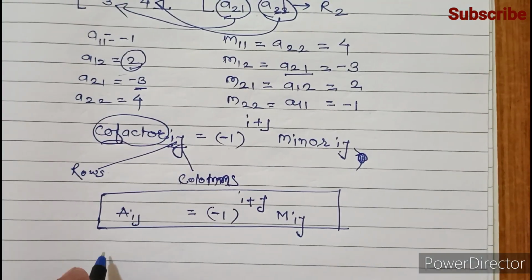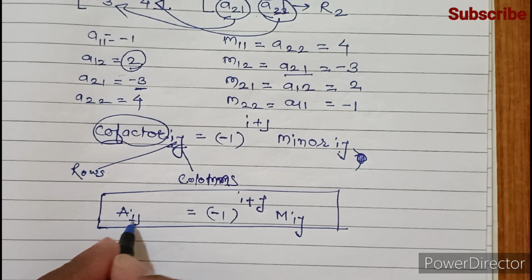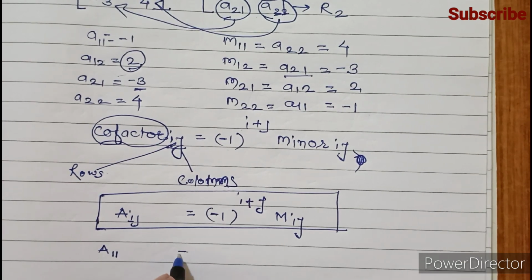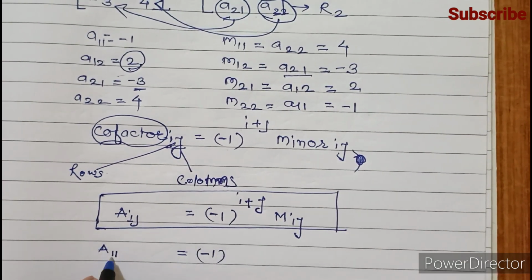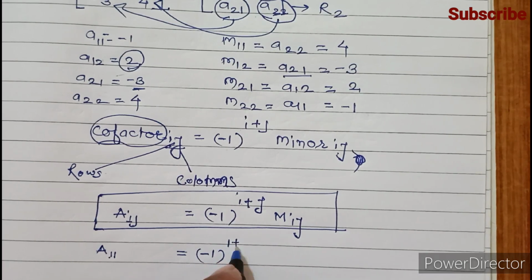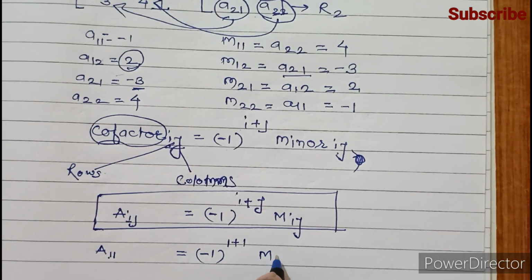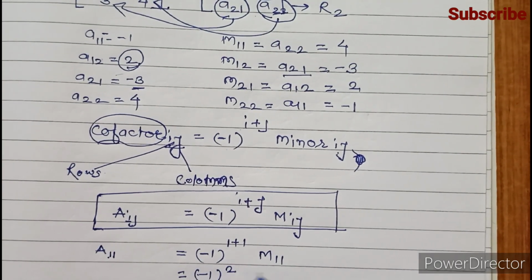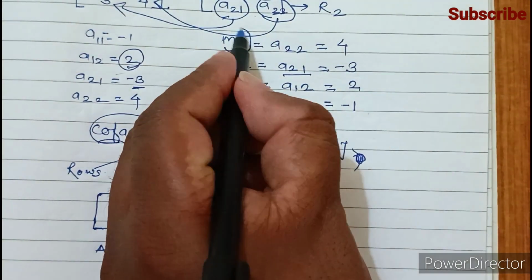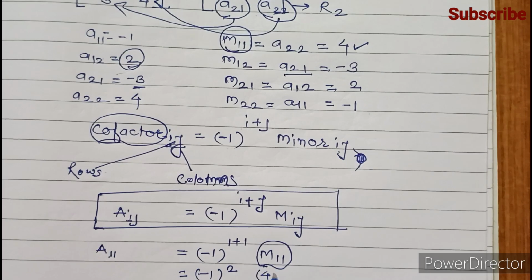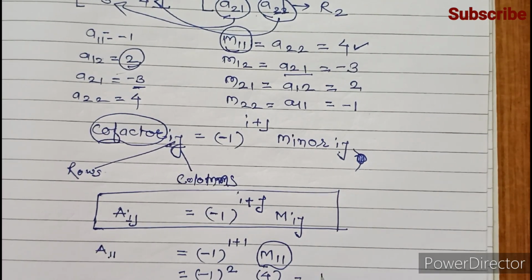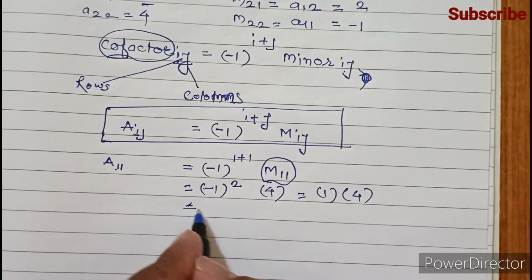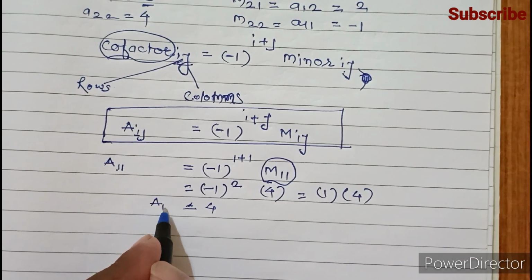Just find a11, where i is the first row and j is the first column. The value of a11 becomes (-1) to the power 1 plus 1, times the minor m11. Here (-1) to the power 2, and the value of m11 is 4, so put 4. It becomes (-1) to the power 2, that is plus 1, into 4, that is 4. Therefore a11 equals 4.